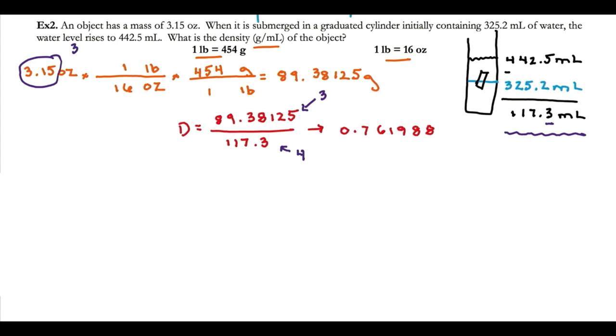So I need to round my final answer to 3 sig figs. So what I get is 0.762, and my units are grams per mL.